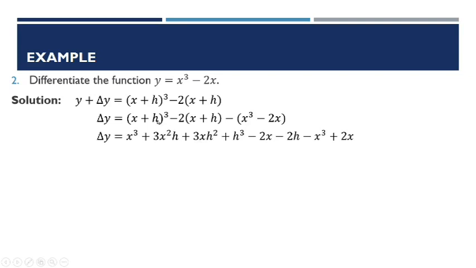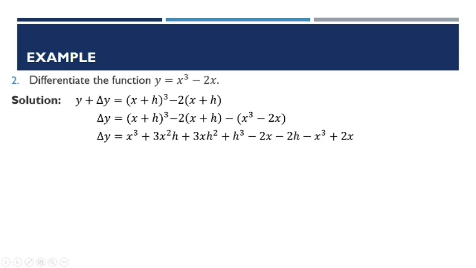So expanding and removing the grouping symbol, we have x cubed plus 3x squared h plus 3x h squared plus h cubed minus 2x minus 2h plus x cubed plus 2h.